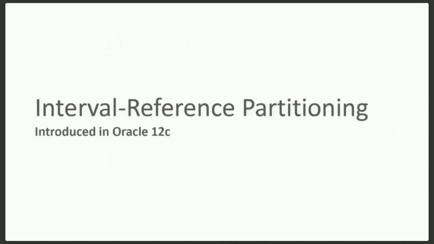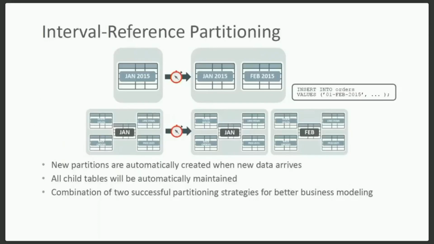Let's have a look now at what was introduced with Oracle 12. So with Oracle 12c, we had interval reference partitioning. So we had interval partitioning earlier, we had reference partitioning, and taking this one step further in Oracle 12, we had a concept of interval reference partitioning. So what is that? So we have, again, the parent-child concept. So we have maybe the orders table, and then we have associated child tables like back orders and line items.